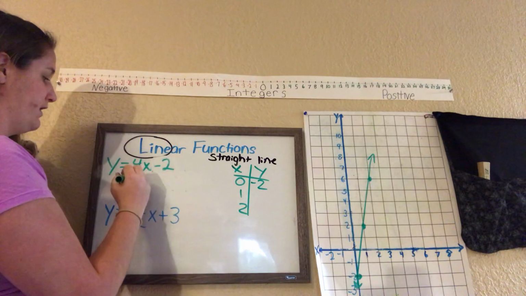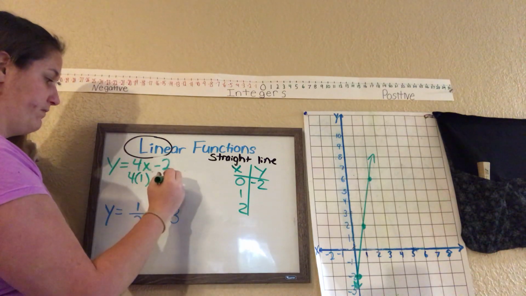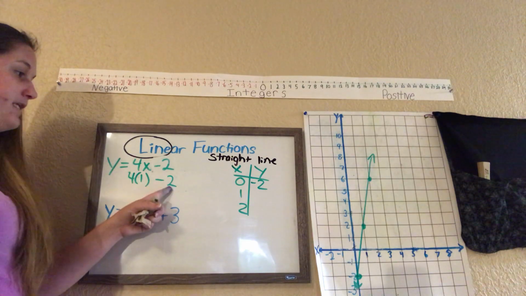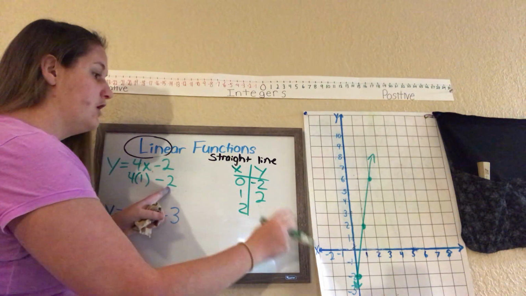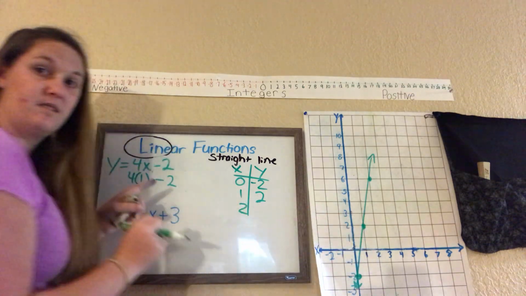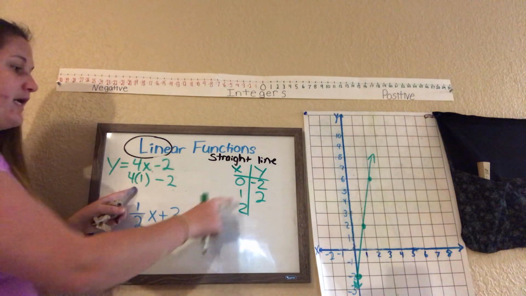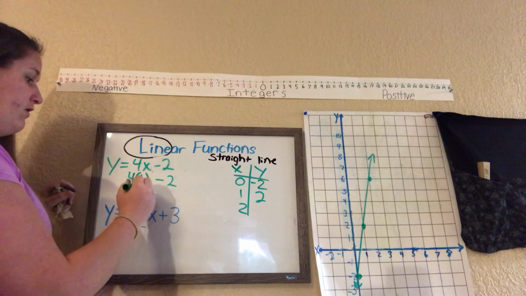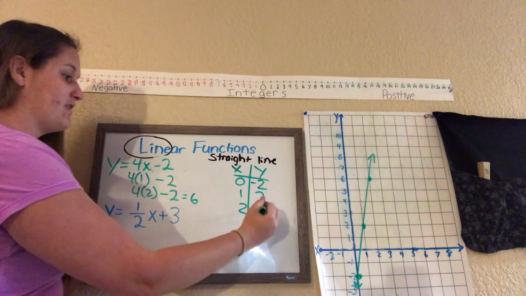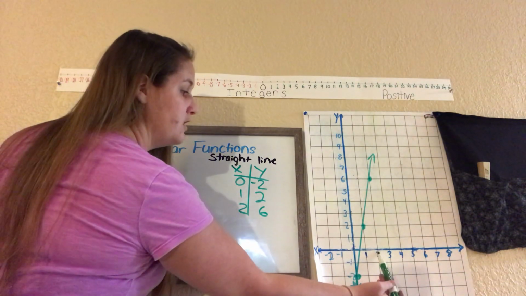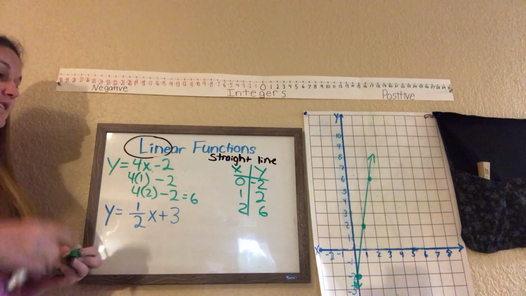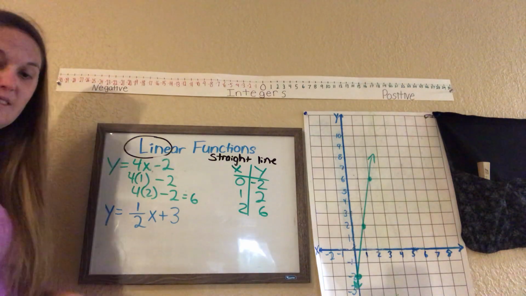If I plugged in a 1, so what's 4 times 1, and then subtract 2. So 4 times 1 is 4. Minus 2, that's a positive 2. So do I go out 1, up 2? Yes. Let's try it again with a 2 here. 4 times 2 is 8, minus 2, that gives us a 6. So did I have the point 2, 6? Yes. These are ways to go ahead and try that process.